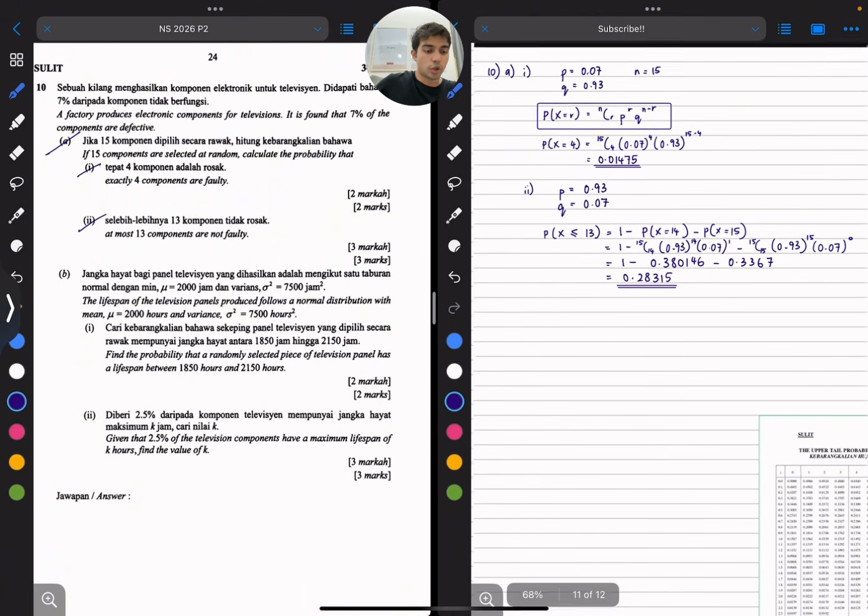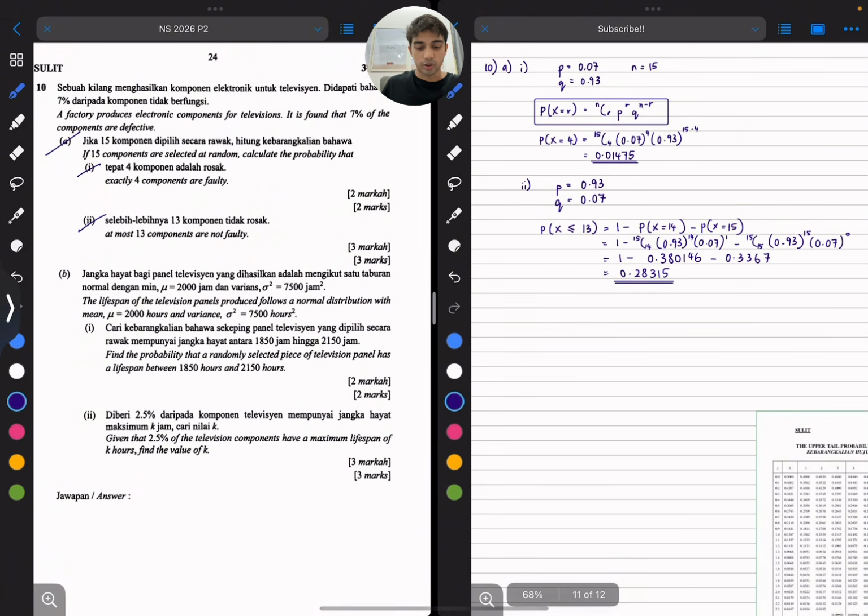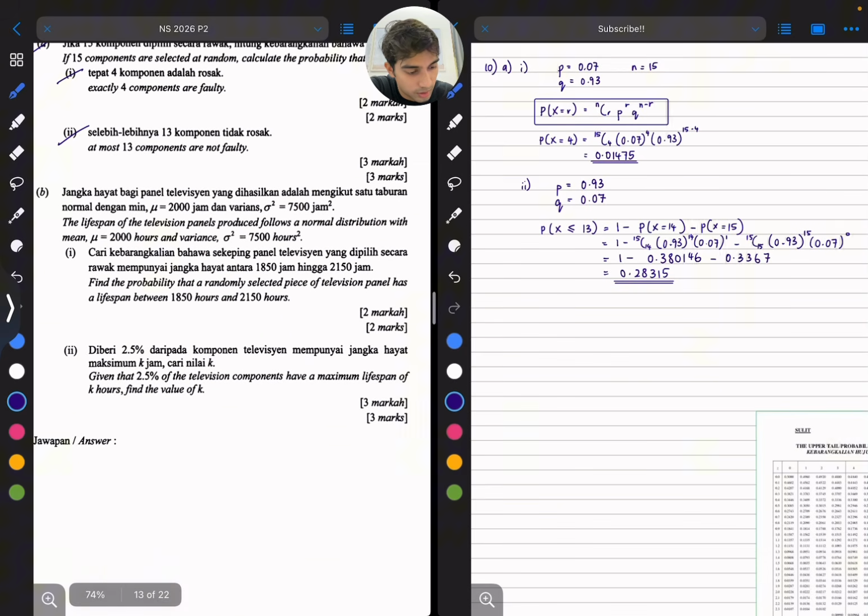That's it. So the top part is binomial. Most probably the bottom part would be normal distribution. Okay, let's see.